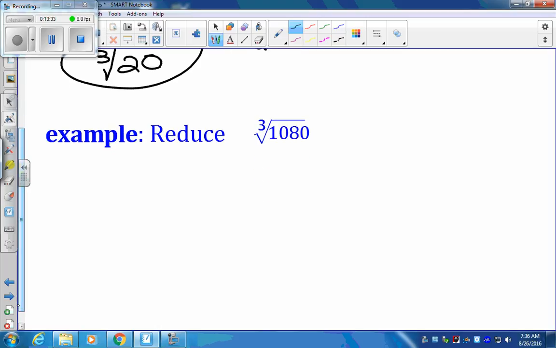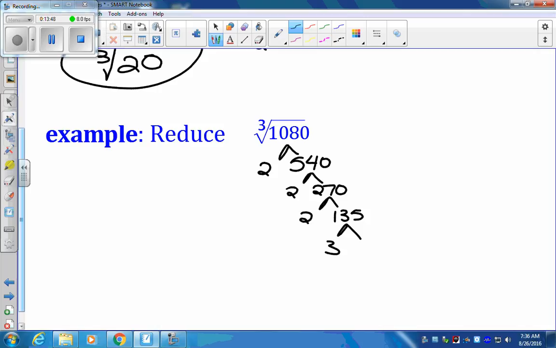All right, 1080. 2 and 540, 2 and 270, 2 and 135, 3 and 45, 3 and 15, 3 and 5. Now, there's different ways you can get to your answers. Like when you get to 135, if you divide that by 5 and use different work, that's okay. You'll get the same numbers at the end.